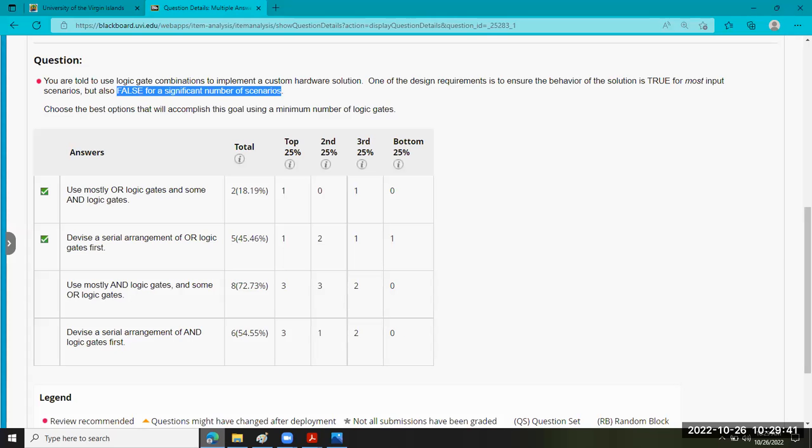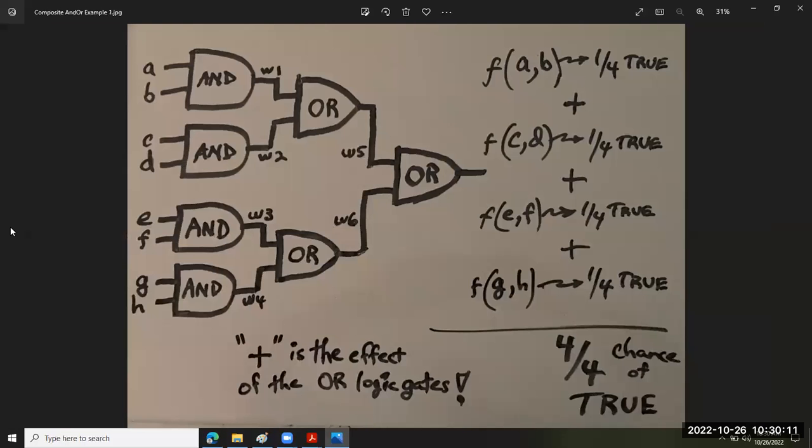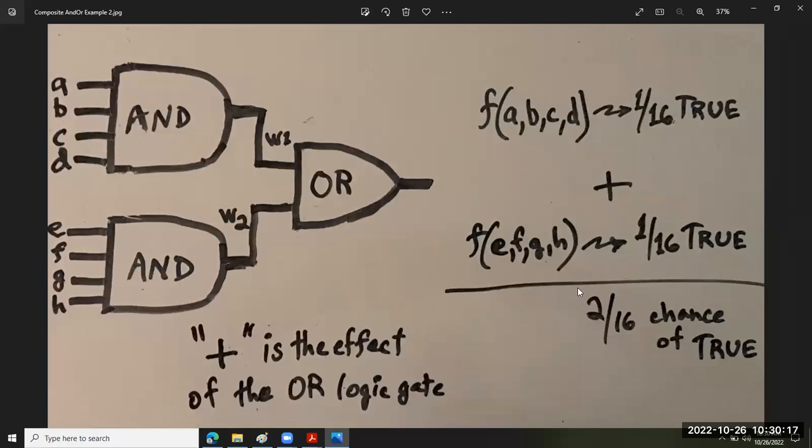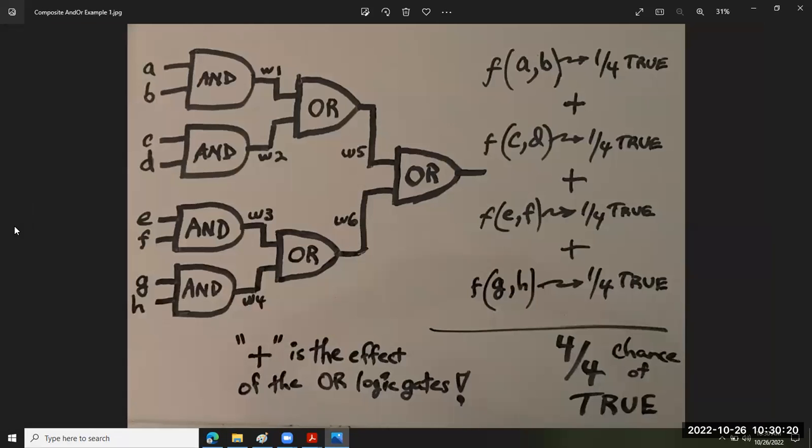I think what happened here is that students went, oh, this looks like the casino thing. And then they intuitively chose these two answers. And that would be correct if one of the design requirements is to ensure the behavior of the solution is false for most inputs, but also true for a significant number of scenarios. And in that case, you'd be dealing with this one, right? As opposed to this one. And there's a 1 in 8 chance. So depending on the scenario, right?